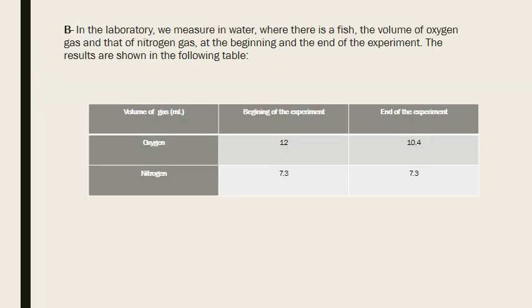In the laboratory, we measure in water where there is a fish the volume of oxygen gas and that of nitrogen gas at the beginning and the end of the experiment. The results are shown in the table below. Here we've got the beginning of the experiment, here we have the end of the experiment. We've got the volume of gas, oxygen: at the beginning of the experiment it's 12, while at the end of the experiment it's 10.4. The nitrogen at the beginning of the experiment is 7.3, while at the end of the experiment it's also 7.3.